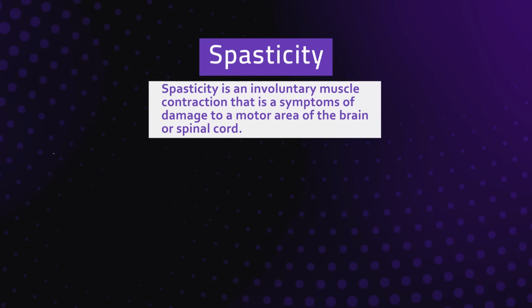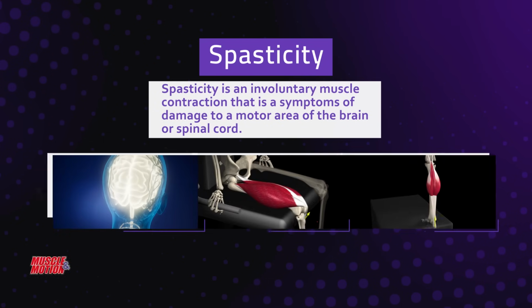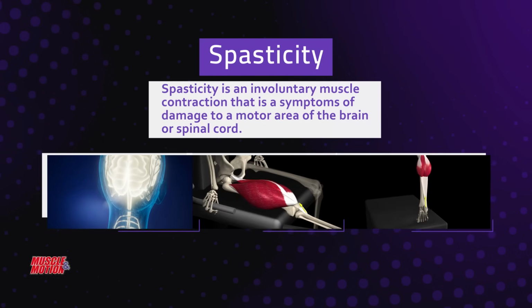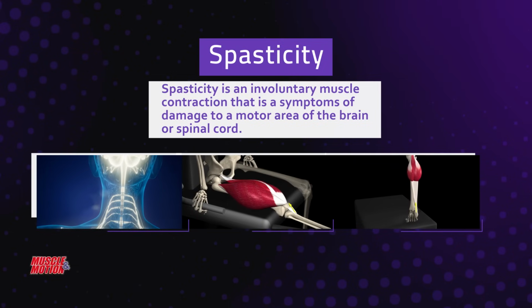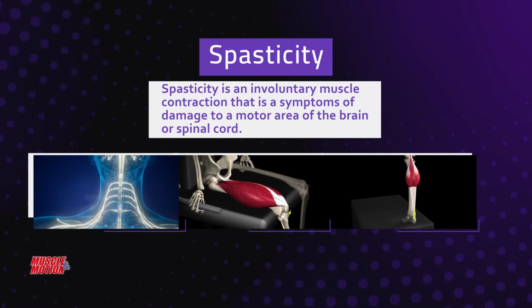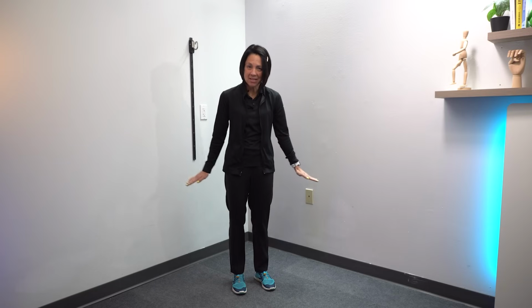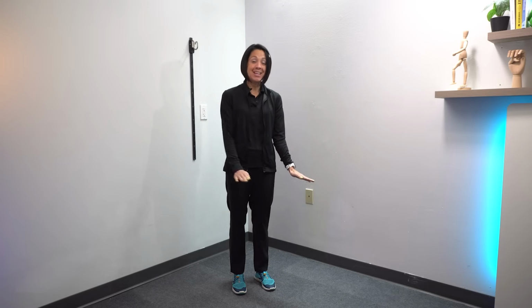So what is spasticity? Spasticity is an involuntary contraction that occurs when you have damage to an area of your brain or your spinal cord that is involved in motor function or movement. Spasticity and dystonia are not the same thing. I get this question quite a bit, and I get emails on this quite a bit. Dystonia and spasticity are not the same thing.